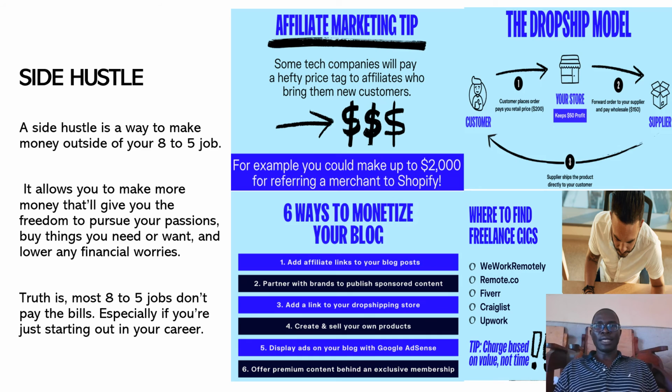You can do affiliate marketing, where some tech companies will pay half of a price tag to an affiliate who brings in a new customer. For example, you could earn up to 2,000 for referring merchants to Shopify. You can also have a dropship model where you have your store, but you don't have the money to buy the stock. You get the customer, refer the customer to the supplier, the supplier supplies, and you keep a small margin. For example, when the supplier is selling at $150, you tell the customer $200, and you keep the $50. That helps you accumulate money to jumpstart your business.